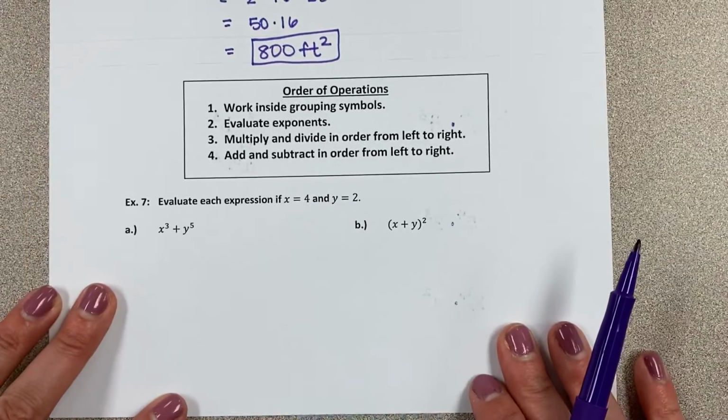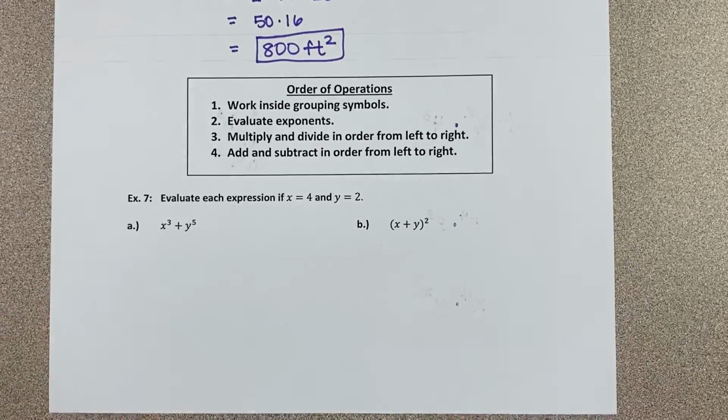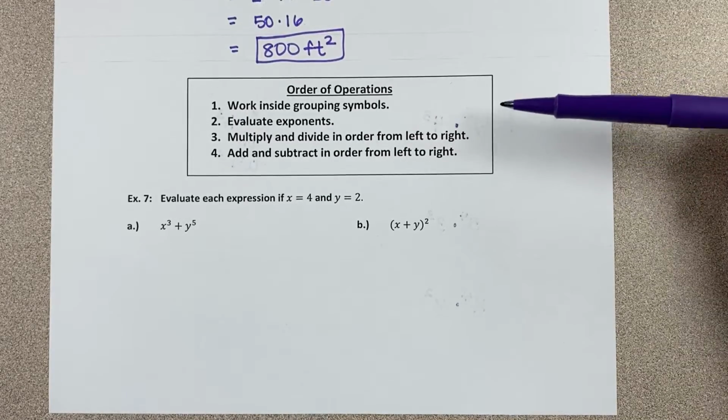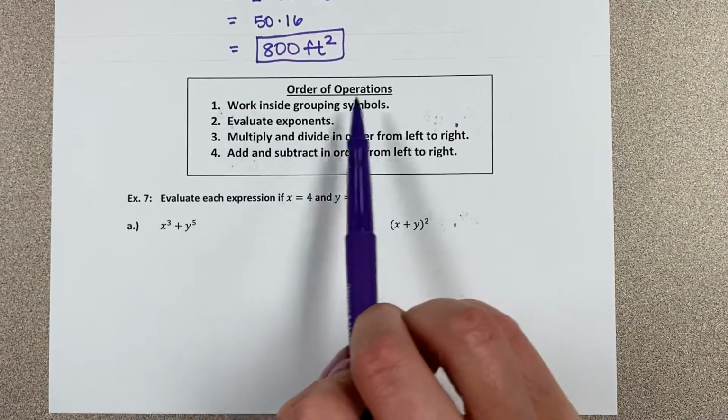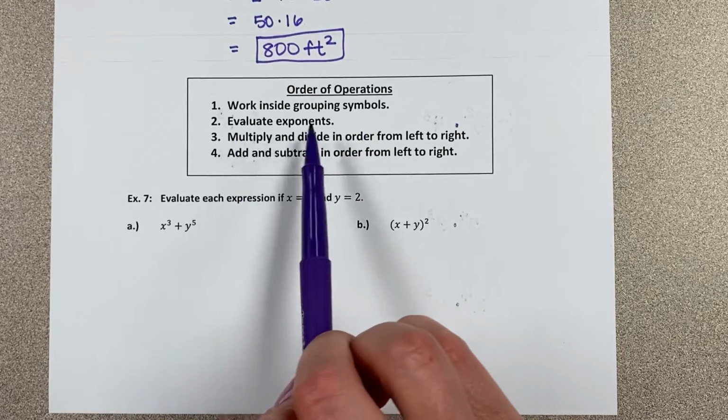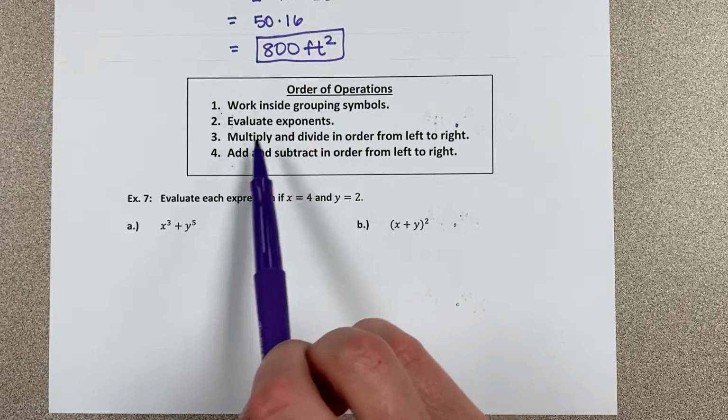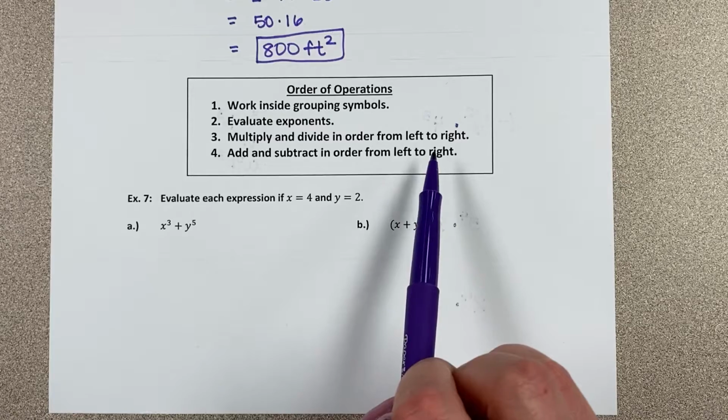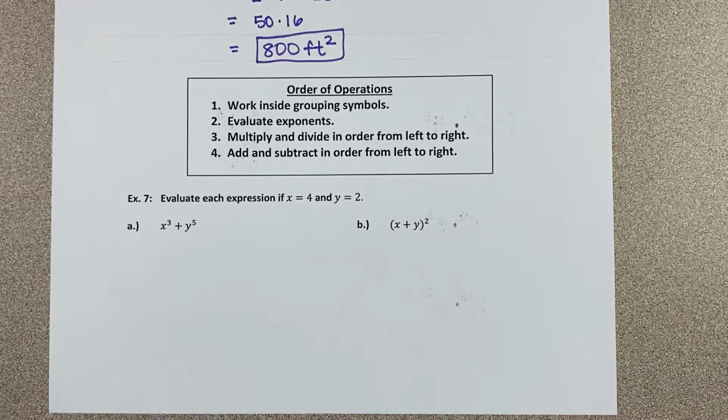All right, the last 2 examples, we're going to follow order of operations. They want us to evaluate for x and y. I put order of operations for you just in case you forgot. We always do parentheses first, then we evaluate exponents, then we multiply and divide from left to right, and then we add and subtract from left to right.